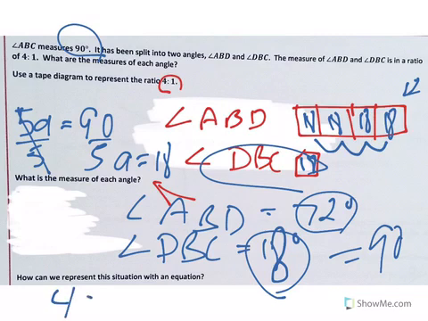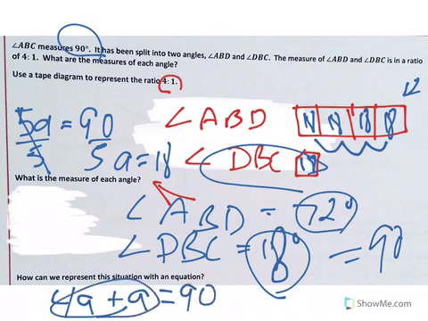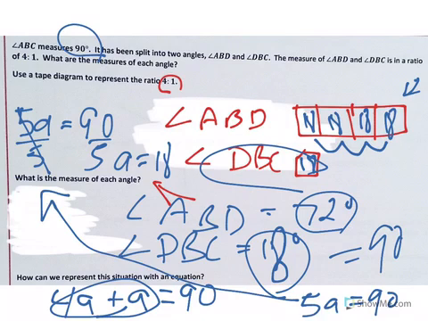So we end up with 4 angles plus 1 angle equals 90. We combine the like terms. We made that 5a equals 90, and we divided from there, which was up here.